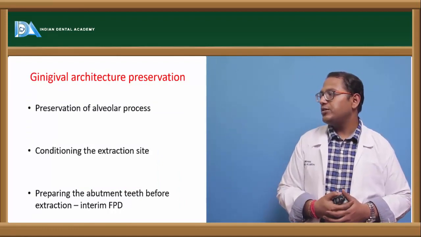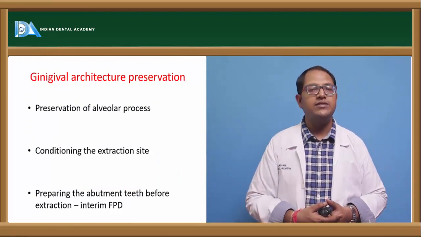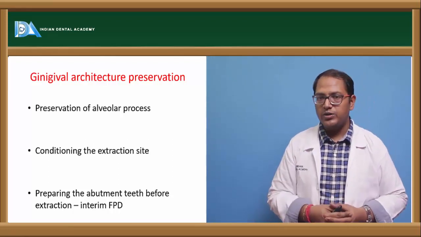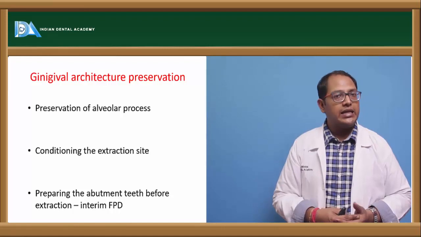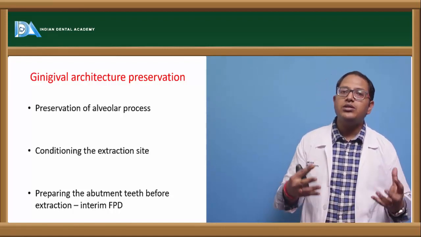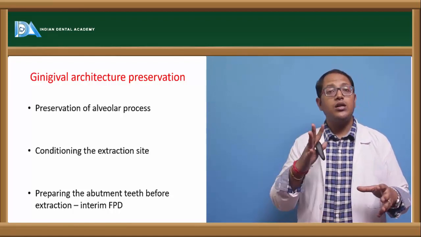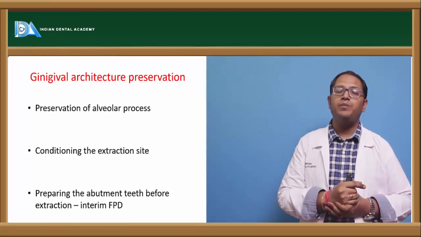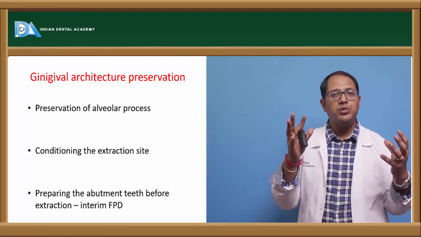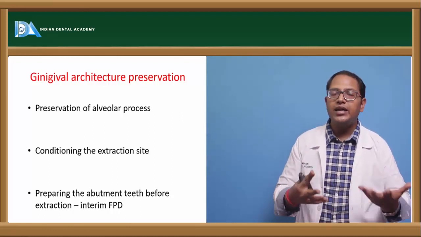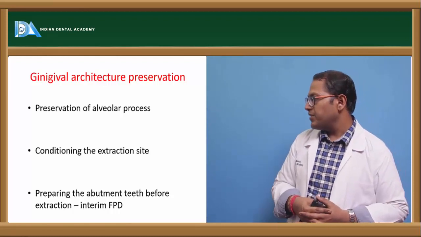Gingival architecture preservation. Now, preservation of the gingiva is also important. As we all know, gingiva is of two types, biotype: thin biotype and thick biotype. When we come to thin biotype, we are not supposed to put any kind of pressure on it. The pressure points should be reduced as much as possible because it's already a thin biotype. It will tear off the gingiva in that particular region.